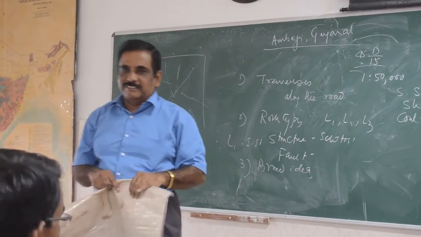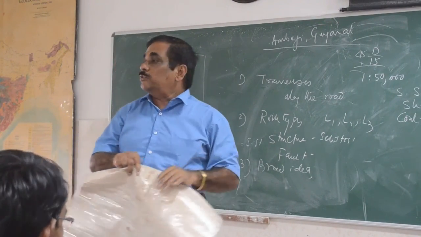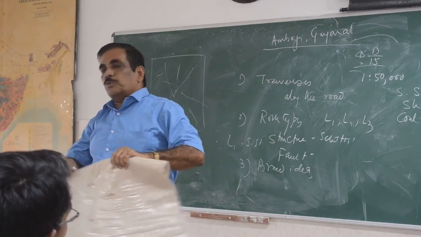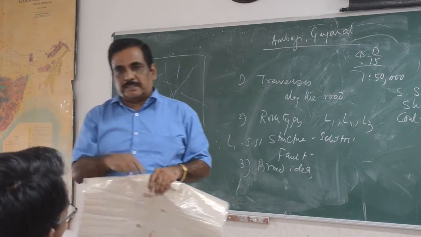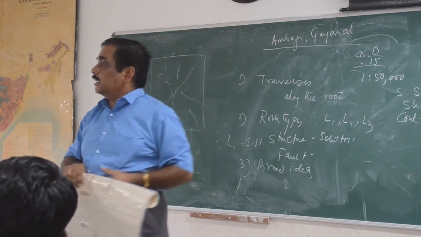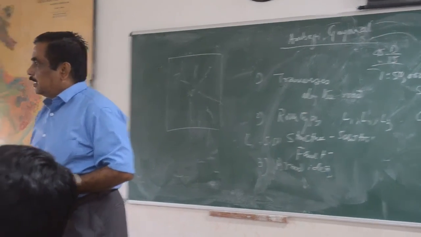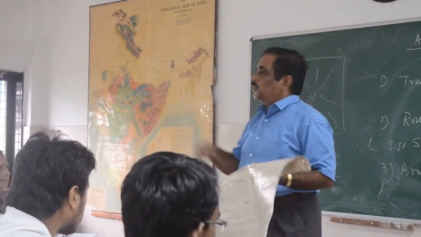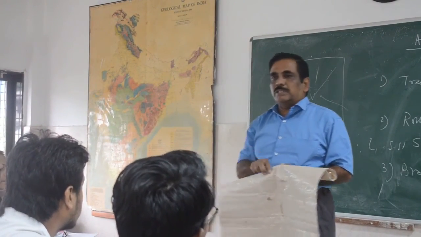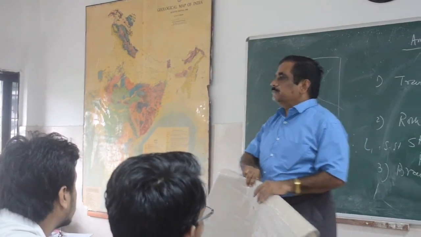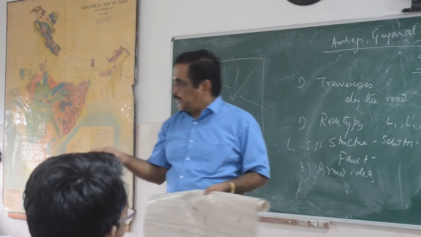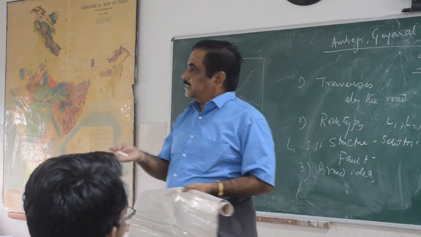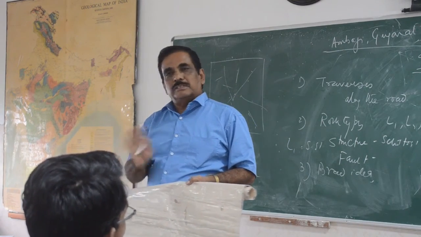Suppose somebody asks you, today you took a traverse, so what rock types did you find? We found some basalt, dolerite type. Very good, remember. Then what measurements have you taken? You have taken measurements of some fault. Striae were like this, lineation was like this.